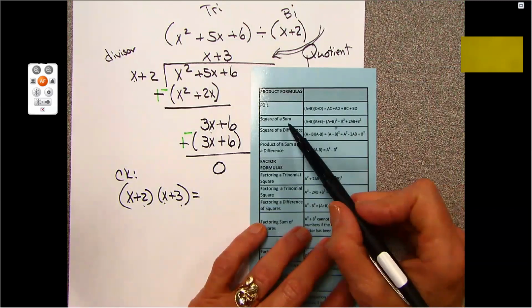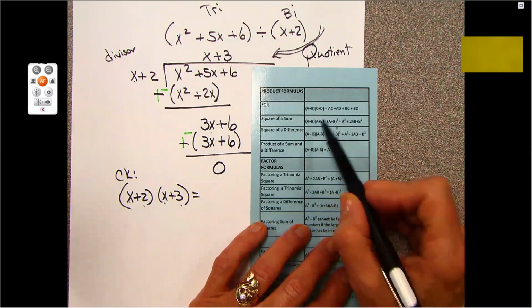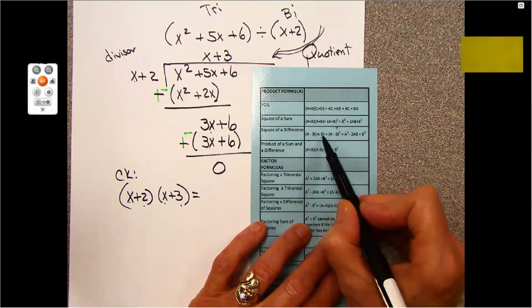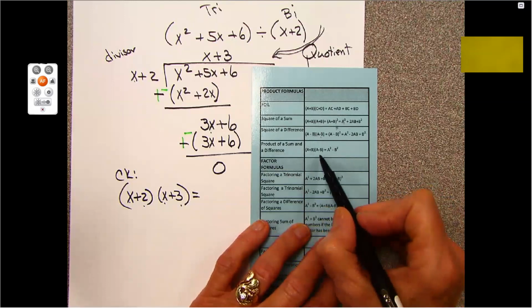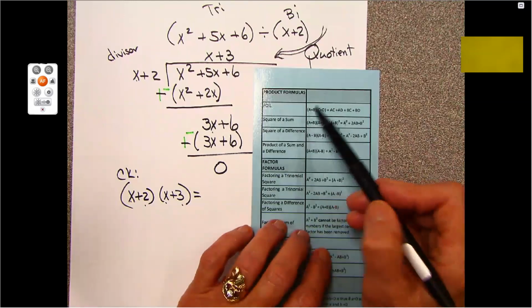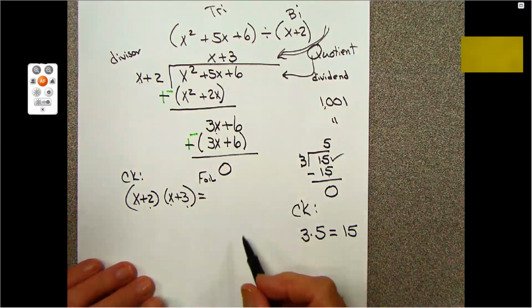Remember, with the square of a sum, the first 2 terms have to be the same and the last 2 terms have to be the same. The square of a difference, the first 2 terms have to be the same and the last 2 terms have to be the same. And for the product of a sum and a difference, the first 2 terms have to be the same and the last 2 terms have to be the same. So all that's left is FOIL. So we're going to use FOIL.